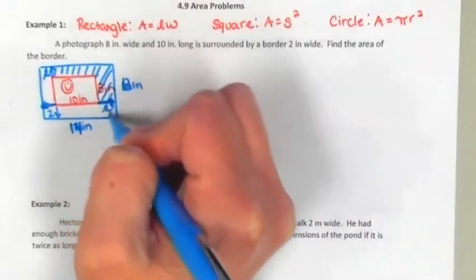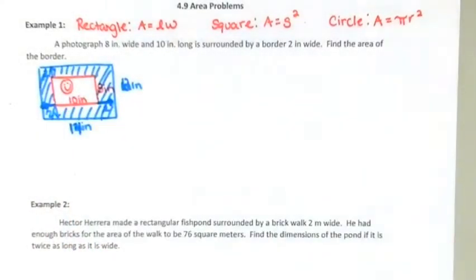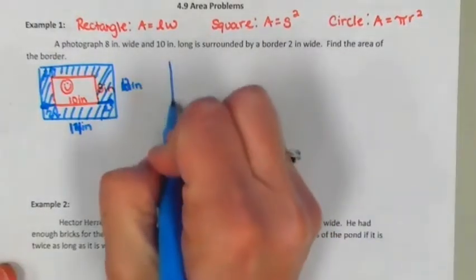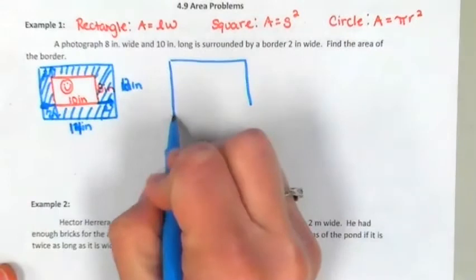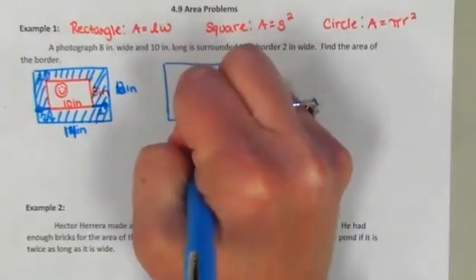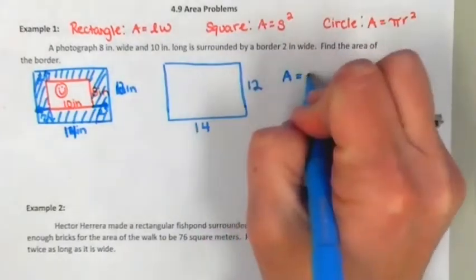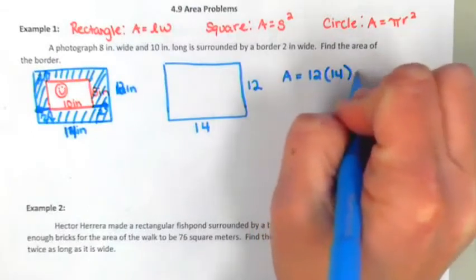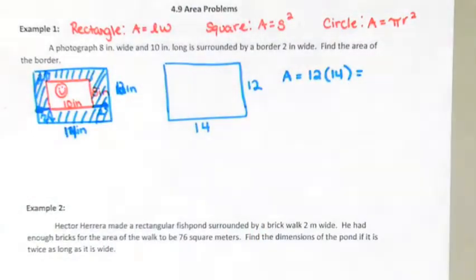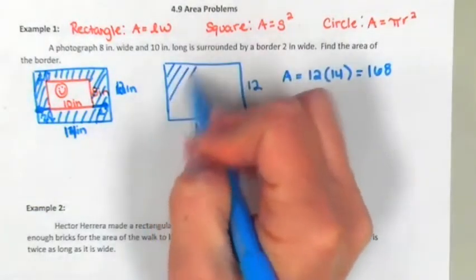Now, find the area of the border. So I just want the area of the border. Do I want the area of the whole thing? No. So if I want the area of the whole thing, the picture with the border, what are my dimensions again? 14 by 12. And how do I find the area of that entire thing? We multiply. So the area of this entire thing is 12 times 14, which is what? 168. Okay, so that's this entire thing.